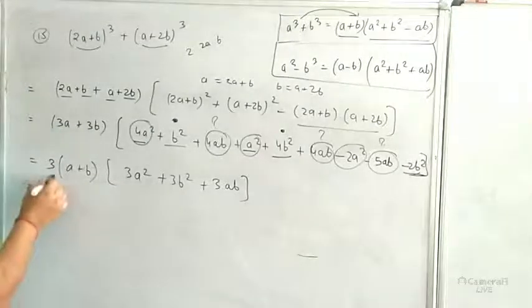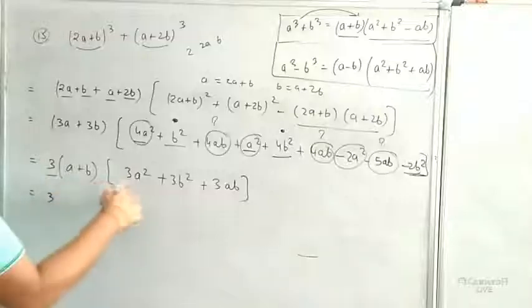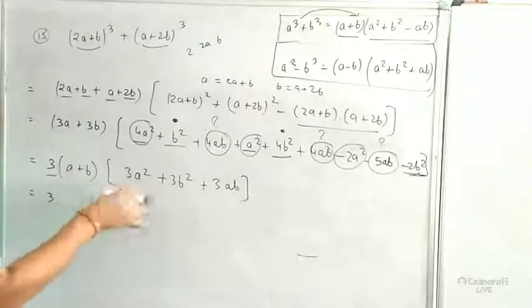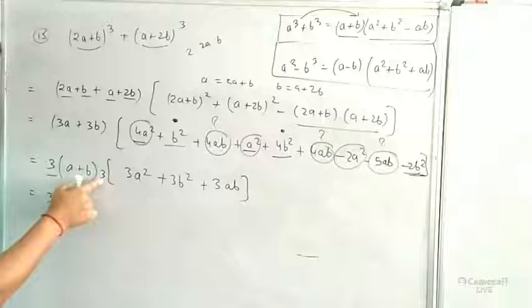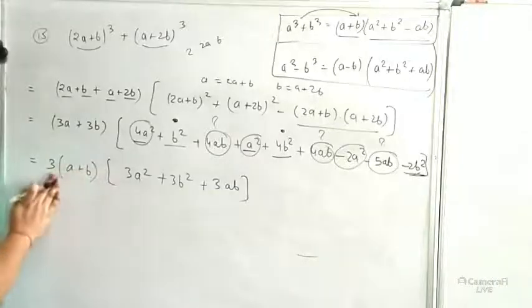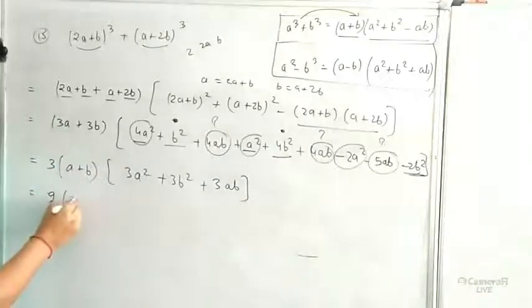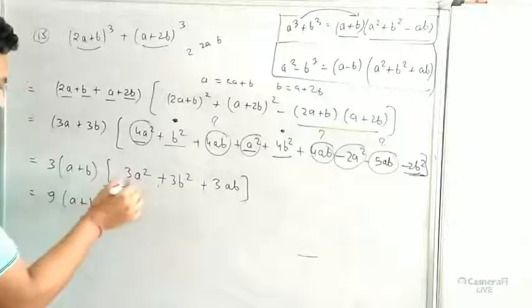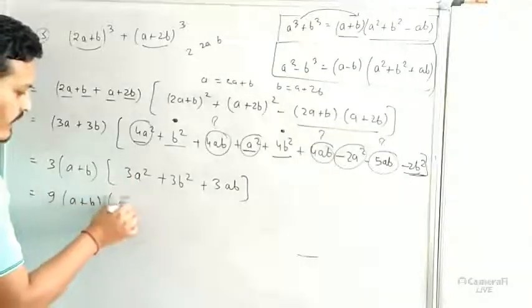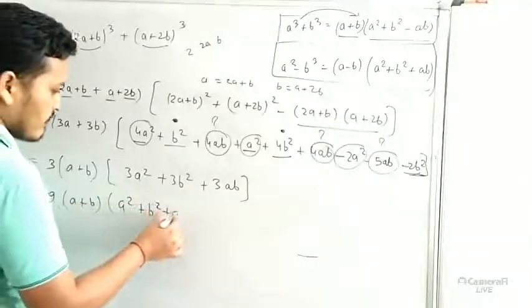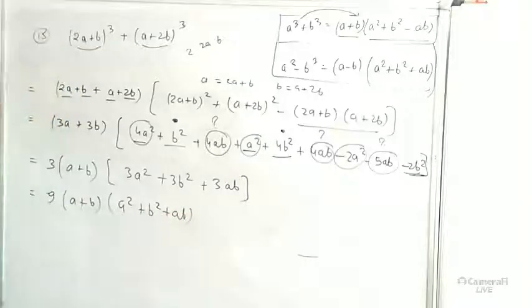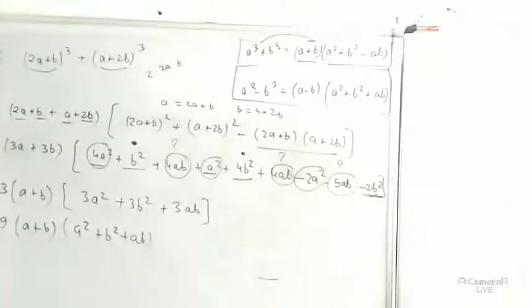Okay, 3 is common, and you are taking one more 3 as common, since all are multiplication. 3 times 3 is 9, and 9 times (a plus b), and then what is remaining here? The remaining terms are a square plus b square plus ab. This is the solution of the given question. Okay, so I hope you understand this part, how we can solve it.